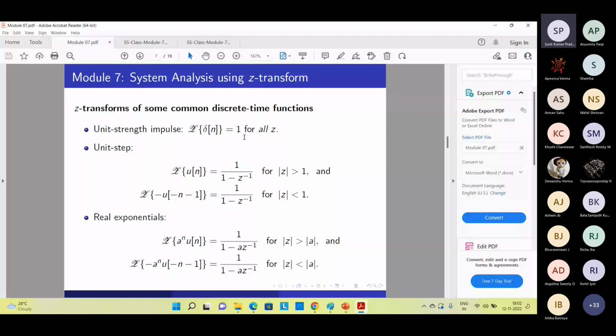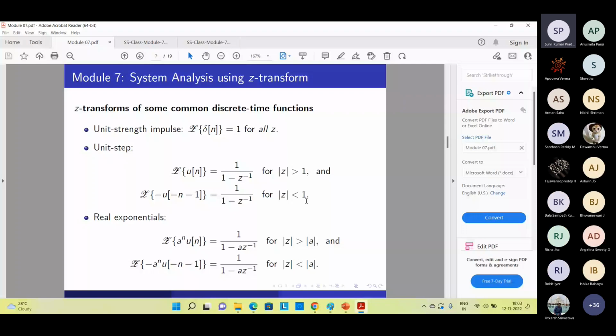What is the Z transform of the unit step function? Remember these are all discrete time signals. So in this case, what is your Z transform? It will be 1 divided by 1 minus z inverse. And what is your region of convergence? Mod z greater than 1. Similarly, for minus u of minus n minus 1, what is the Z transform? 1 divided by 1 minus z inverse, and in this case your region of convergence will be mod z less than 1.